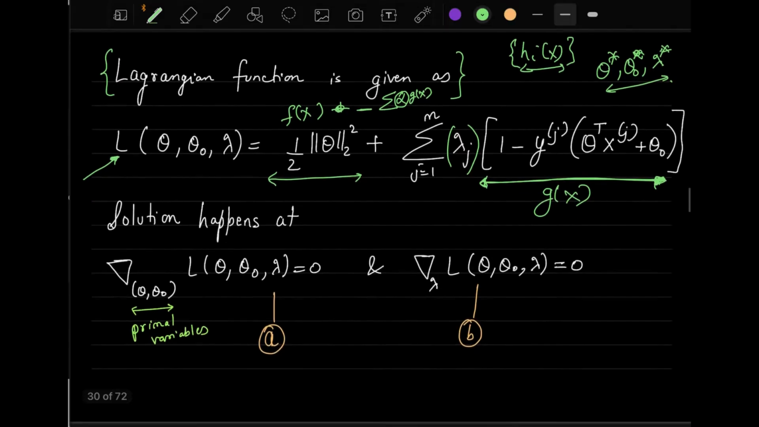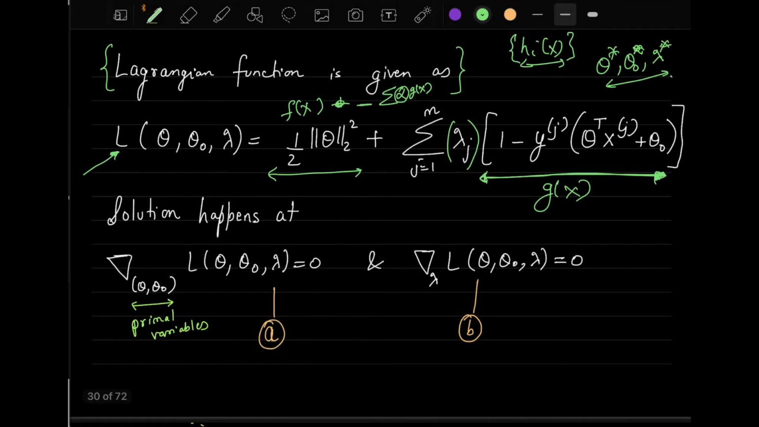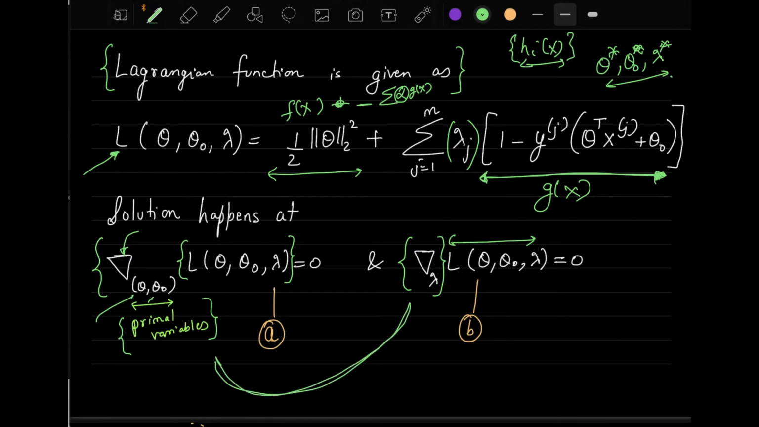So what are these steps? The steps are that you take the derivative. This is the derivative operator. You take the derivative with respect to theta and theta 0 of this Lagrangian function, and these theta and theta 0 are also called primal variables, as I told you, and then you take the derivative with respect to lambda also, and what you get as the answer will be solving these two equations together.